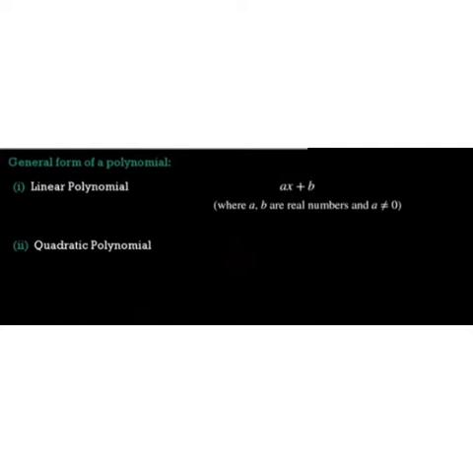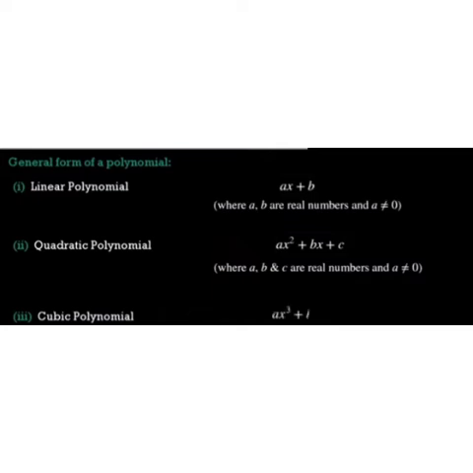Now, the general form of a quadratic polynomial is ax square plus bx plus c, where a, b, c are real numbers, but a should not be equal to 0. Remember here, a should not be equal to 0. In the cubic polynomial, the general form of any cubic polynomial is ax cube plus bx square.